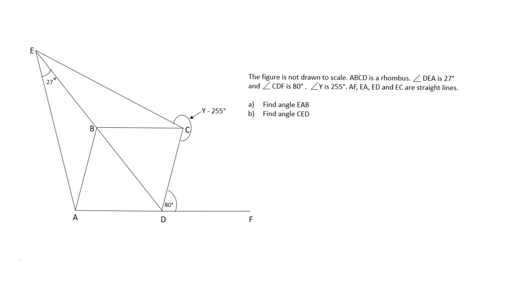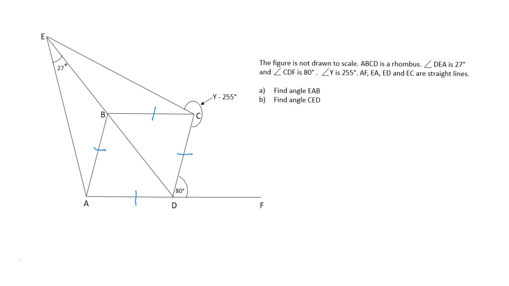We know that in a rhombus, all four sides are equal in length. So I will be marking that with a blue line. And the opposite sides are parallel to each other, and I will be indicating that with arrows.